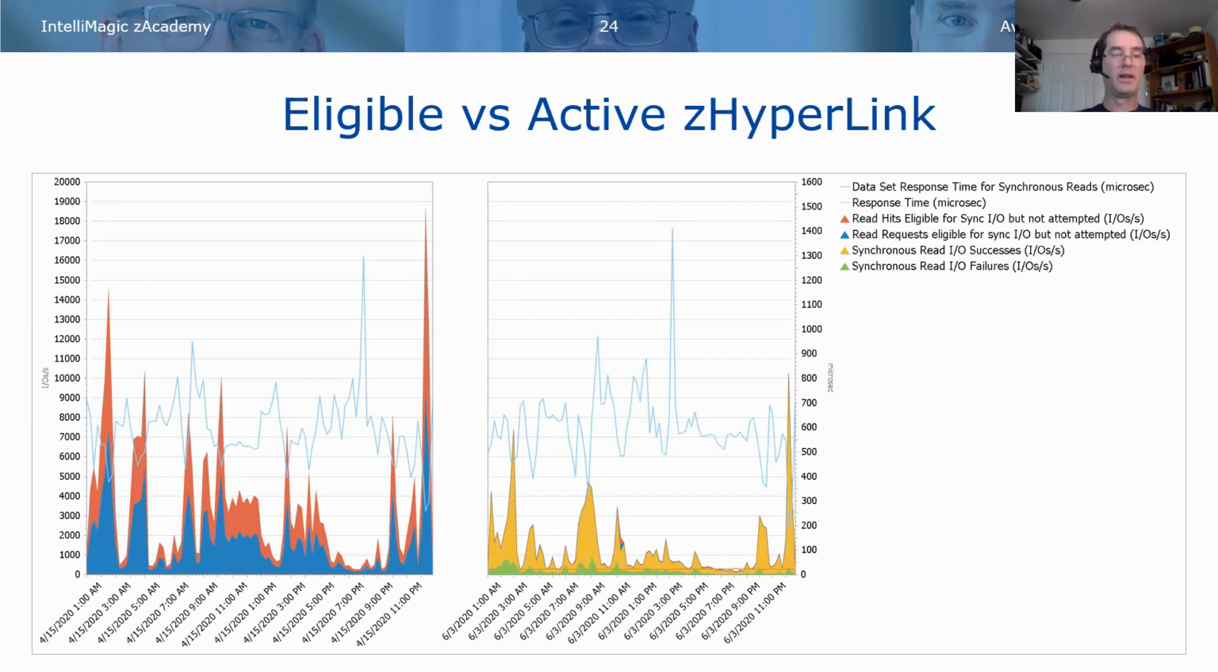On the left is all the data that was eligible, and on the right is what used zHyperlink. And again, while the patterns aren't perfect, you can see that they're reasonably close, and that most of the data that was eligible is actually using it. And I'm going to focus a little bit on this spike at the far right. We'll get to that in a moment, but just bear in mind, you can see there that it's a substantial portion of the original area that was eligible, the highest area, and that it did use it.